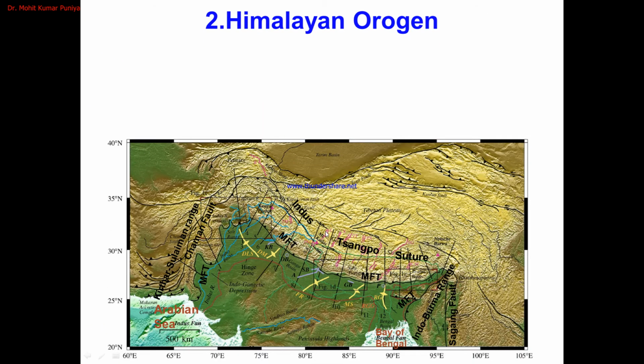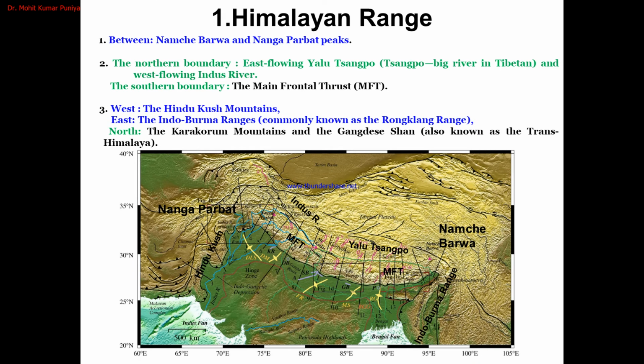Then Himalayan orogen. Yes, one more aspect I want to conclude in this Himalayan range. This Himalaya is basically formed due to the collision of the Indian plate and the Eurasian plate. The Indian plate started moving towards the northeast direction 200 million years ago, when the Indian subcontinent broke from Pangaea. This is an important question and can be asked in many examinations: what was the movement direction of the Indian plate during the collision of the Indian plate and the Eurasian plate? The movement direction was northeast, and due to that collision the Himalaya evolved.